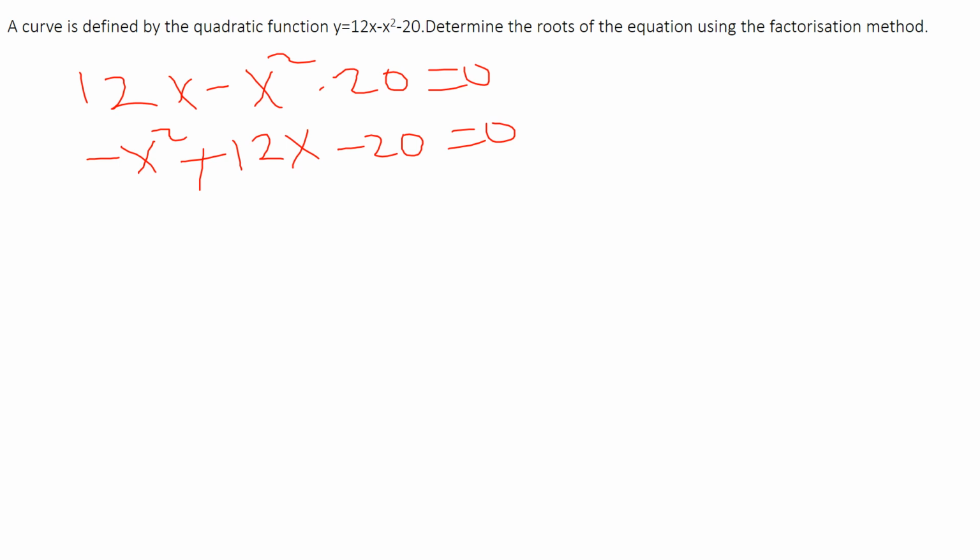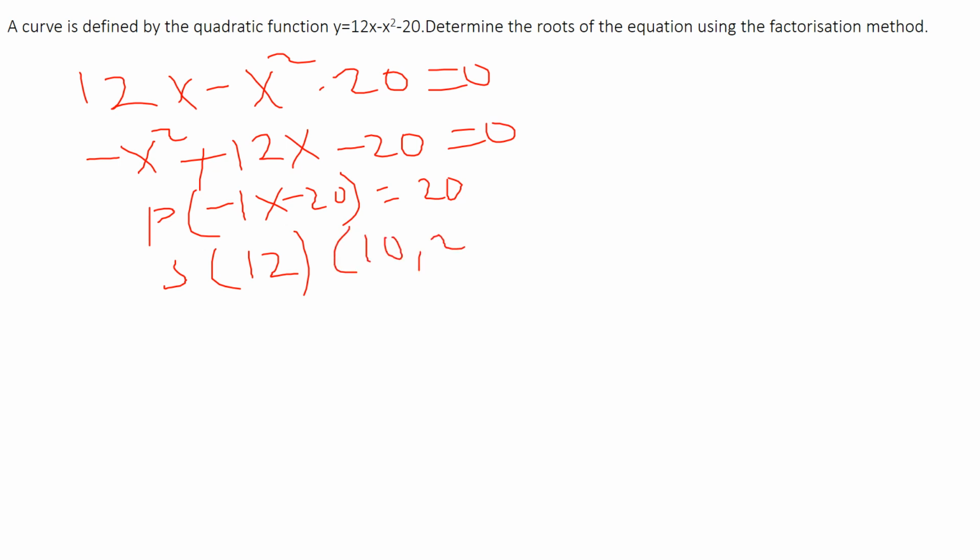So to factorize these, we are going to have our product here. We take the coefficient of x squared, which is negative 1, then multiply by negative 20, and this one we get the product being positive 20. And then we know that our sum here is 12, so we get the two numbers that we can multiply to get 20, and at the same time add them to get 12. So we have 10 and 2.